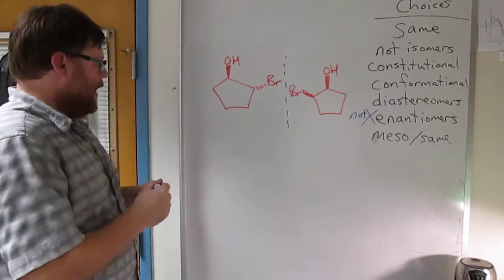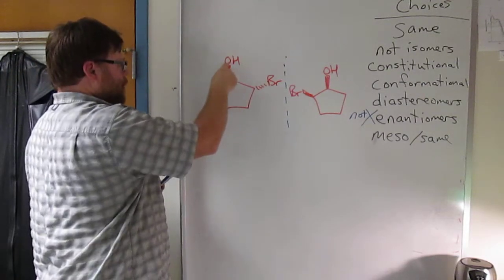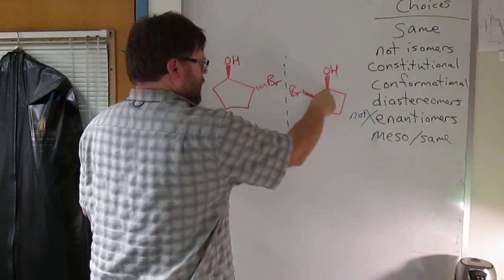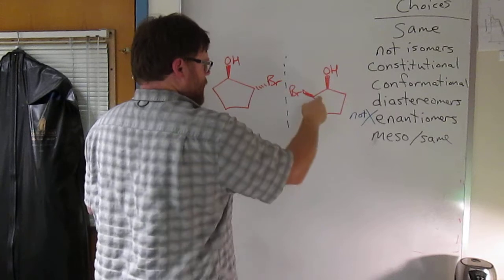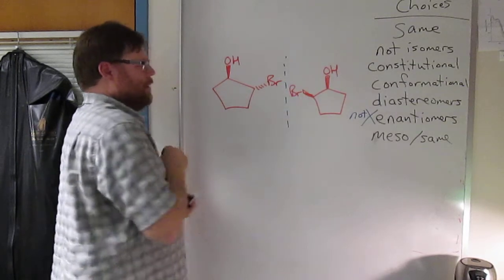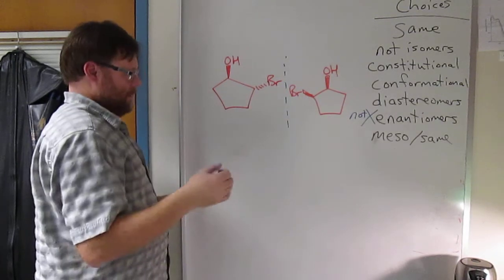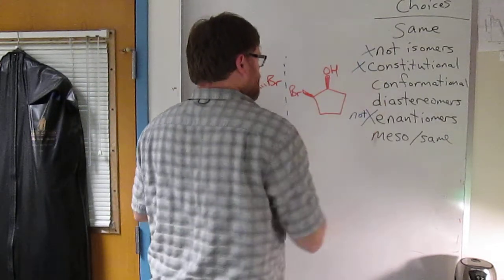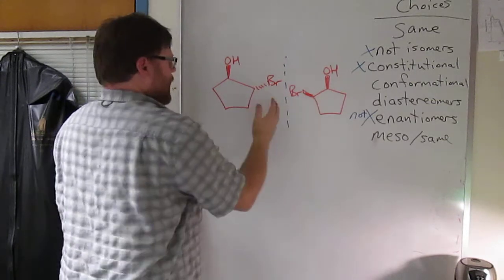Are they connected the same? 5-membered ring, OH on a carbon adjacent to a carbon with a bromine, 5-membered ring with an OH on a carbon adjacent to a carbon with a bromine. So they're connected the same. All right, they're not constitutional isomers. They're not isomers. Are they the same? Can I overlay them? Is there any way to do that?